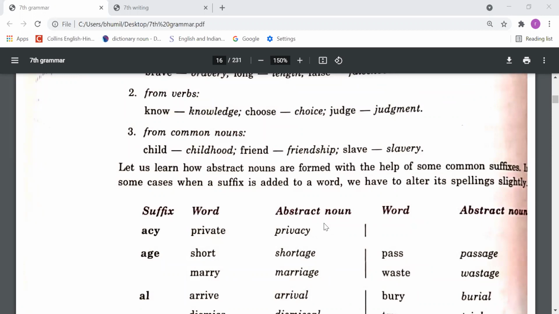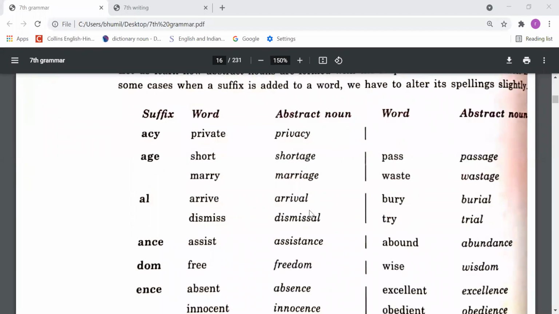Let us learn how abstract nouns are formed with the help of some common suffixes. In some cases when a suffix is added to a word, we have to alter its spelling slightly. So dear friends, by adding suffixes, we can create abstract nouns. Suffixes means when we add some letters at the end of any word. Those letters which are added at the end of any word are called suffixes, right? So after adding suffixes, we can create abstract nouns. Some examples are here. So dear students, you need to learn all these abstract nouns, right?